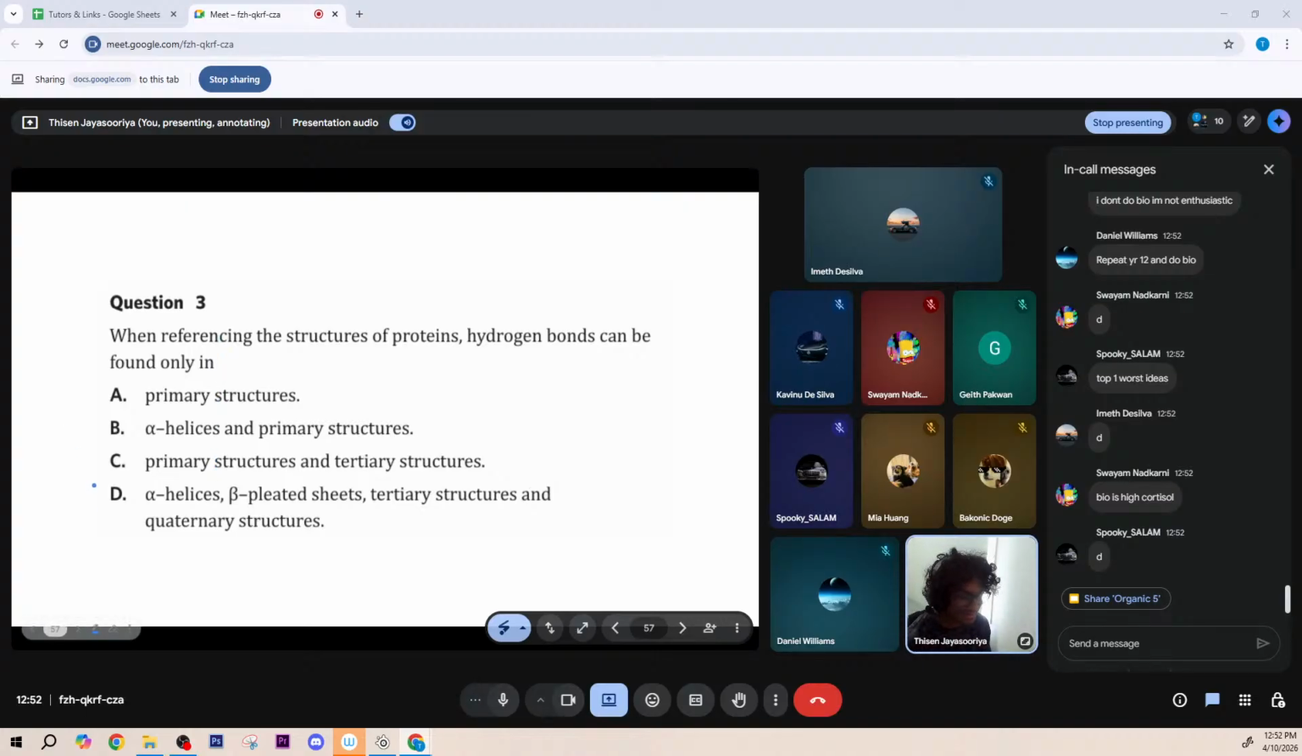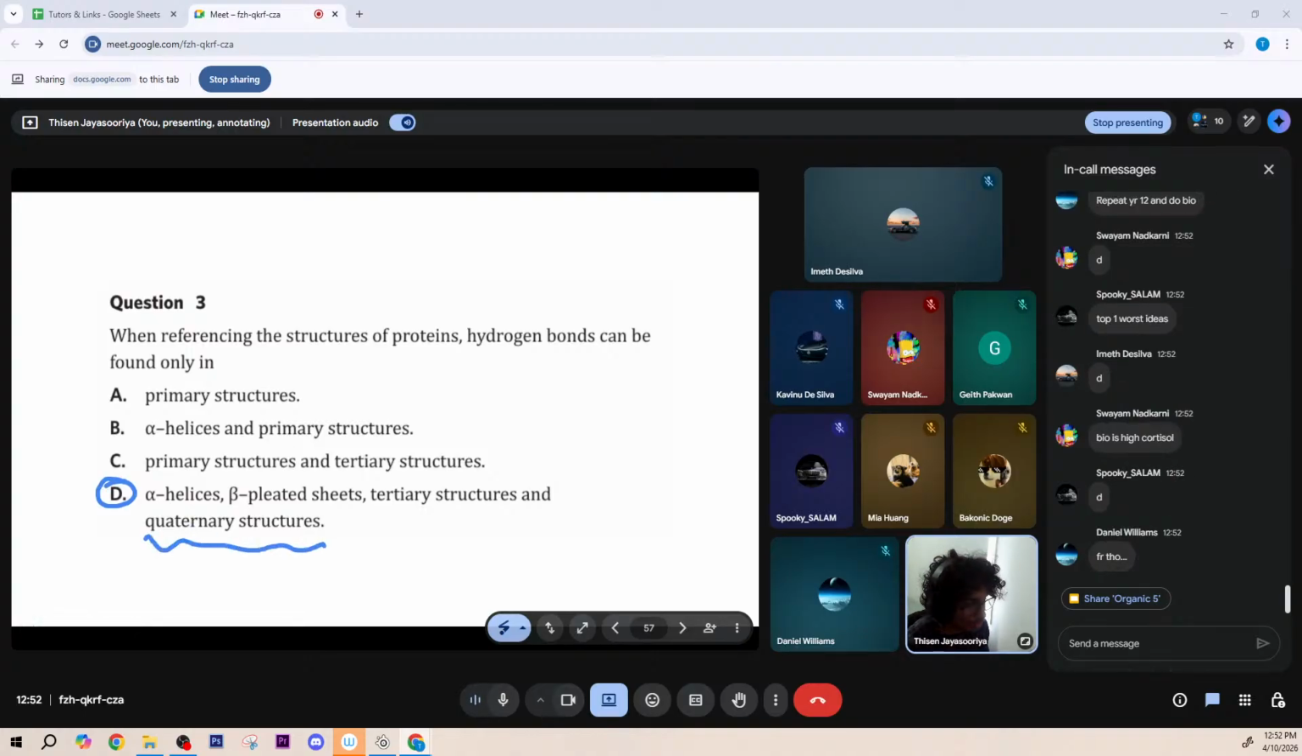So here, the answer is D. So it is found in the quaternary structure. The quaternary structure contains all the bonding that a tertiary structure does. Yeah? Contains all the same bonding.